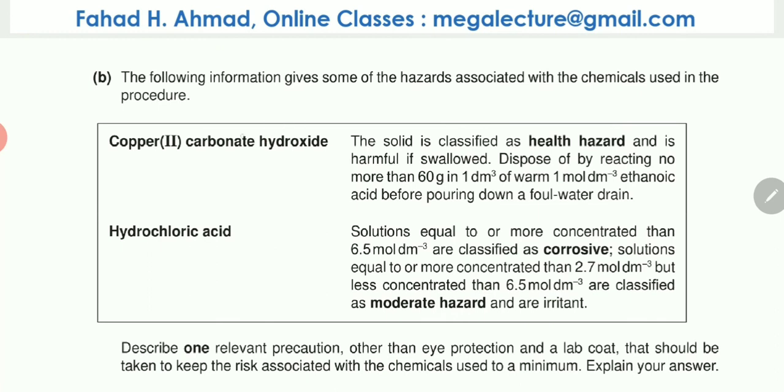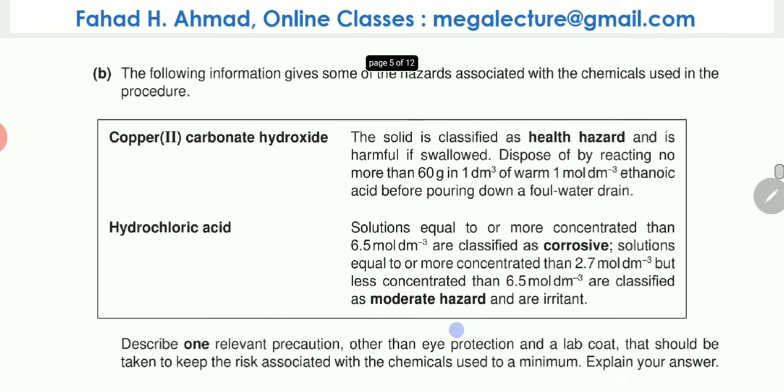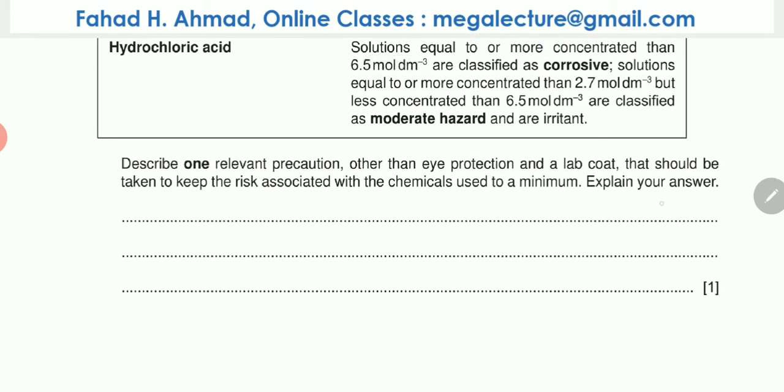So copper carbonate is a harmful substance if swallowed and has to be disposed of carefully. Hydrochloric acid solutions equal to or more concentrated than 6.5 mole per dm cube are classified as corrosive, so they are highly corrosive. And then solutions equal to or more concentrated than 2.7 mole per dm cube but less concentrated than 6.5 are classified as moderate hazard and are irritant. So 2.7 mole per dm cube and above, they are going to irritate you, but they're not very corrosive. Beyond 6.5, they are very, very corrosive. So again, a 1 mark question.